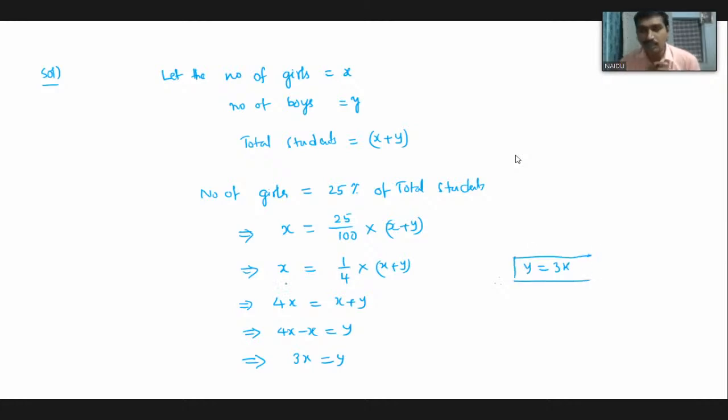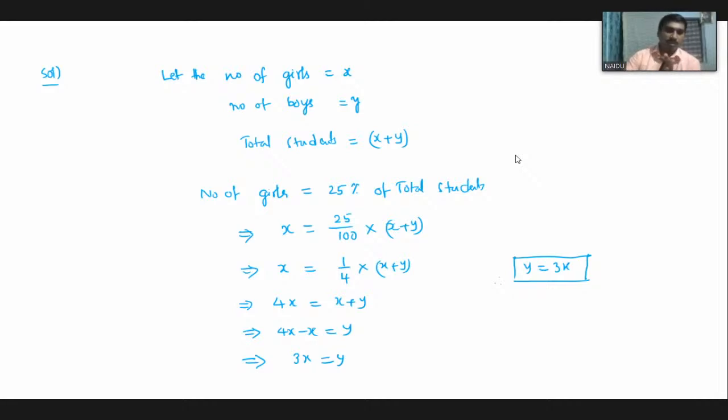Once again, the question is: in a school, out of the total, 25% are girls. To this data, first draw the linear equation in two variables. Yes, we got the linear equation in two variables: y is equal to 3x. Now we have to draw this graph. After drawing the graph, it is asked to find a few more values based on the graph. So children, observe that. Now this is okay.